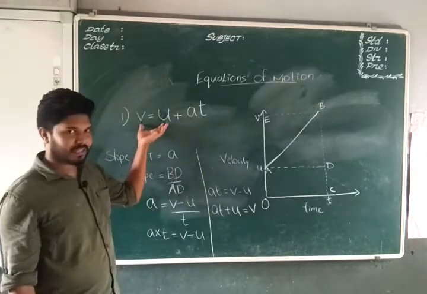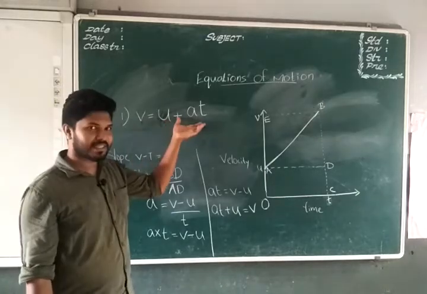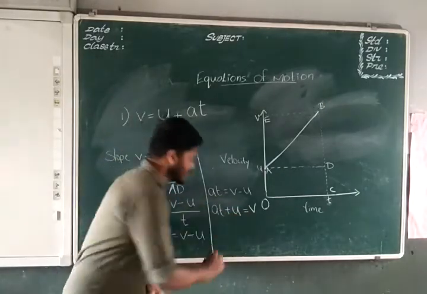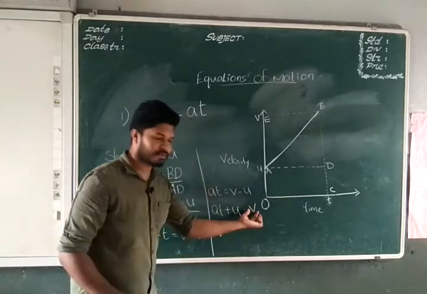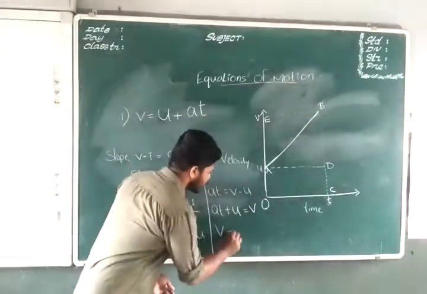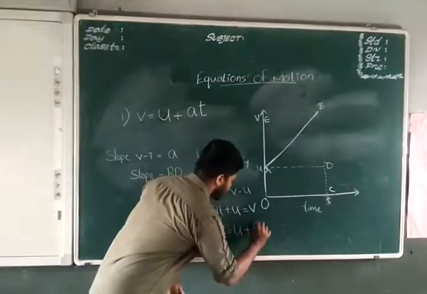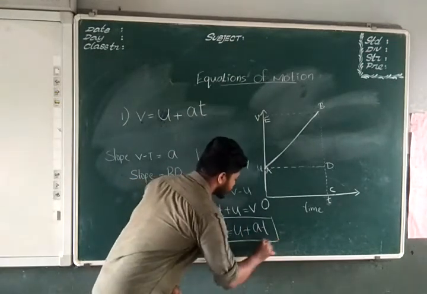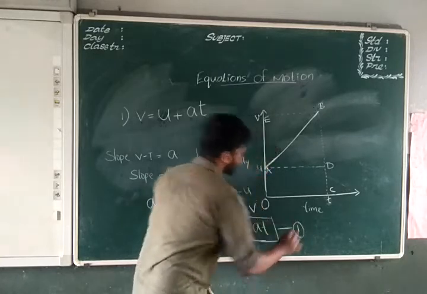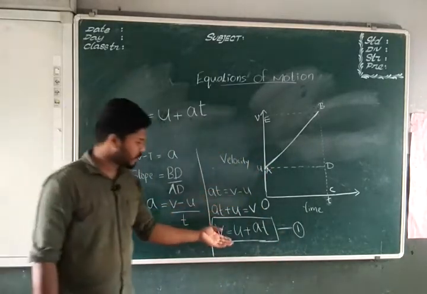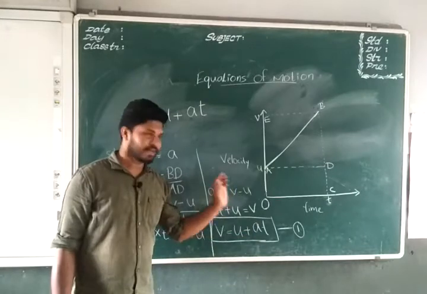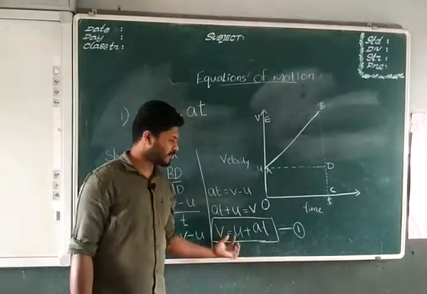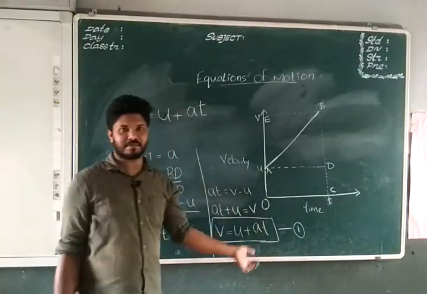See, our equation was V equal to U plus AT. We reached right there. So instead of V here, we can write U plus AT. So hence, this is the first equation of motion. We proved the first equation of motion: V is equal to U plus AT.